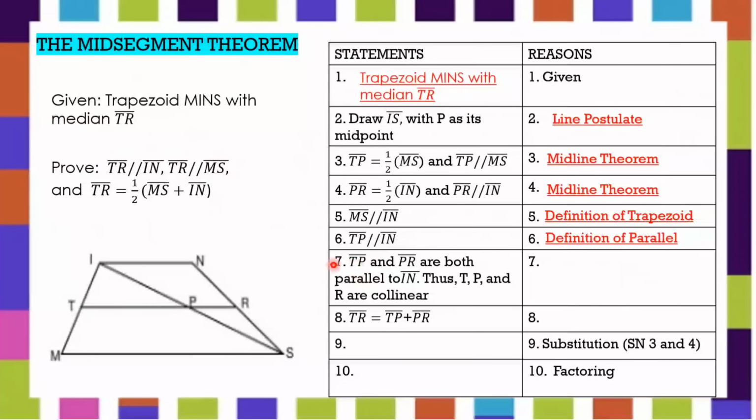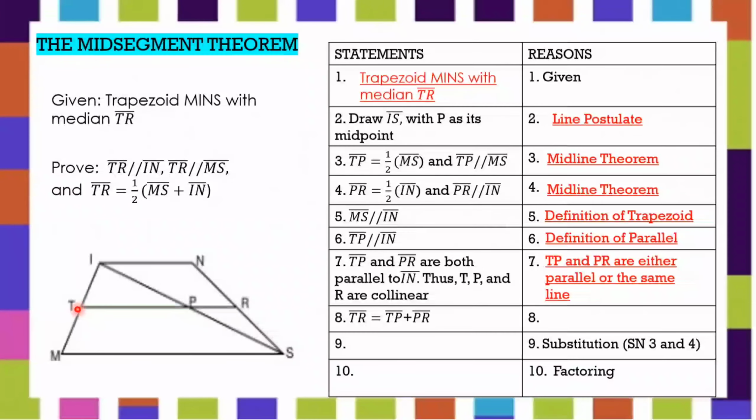So for number 7, we are given that TP and PR are both parallel to IN. Okay? So TP and PR are both parallel to IN. Thus, TP and R are collinear. When we say collinear, those are the points that lie on the same line or same segment. Okay? Under what reason? We have TP and PR are either parallel or the same line. Okay? So for number 8, we have TR.